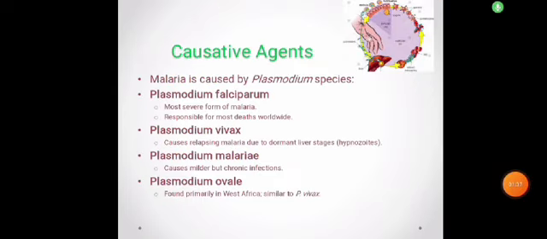Then we go for the causative agent. What are the causative agents for malaria? Malaria is caused by Plasmodium species. The Plasmodium is one of the species that causes malaria. Some species are Plasmodium falciparum, Plasmodium vivax, Plasmodium malariae, and Plasmodium ovale. These are all the Plasmodium species. They cause malarial symptoms at various levels.